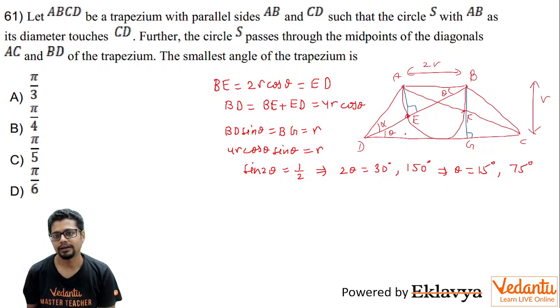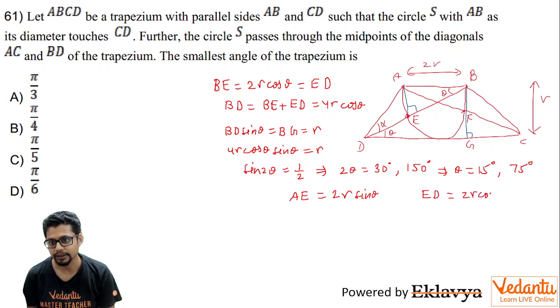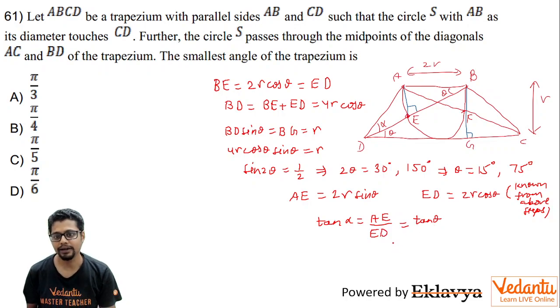Now consider again triangle AEB. AE is 2r sin theta, and we already know from the above steps that ED is 2r cos theta. Now if you consider triangle AED, it is also a right triangle. So you have tan alpha equal to AE by ED, and if you see carefully, this is essentially tan theta. Now theta and alpha both have values between 0 open to pi open, so tan alpha being equal to tan theta essentially means alpha equals theta.